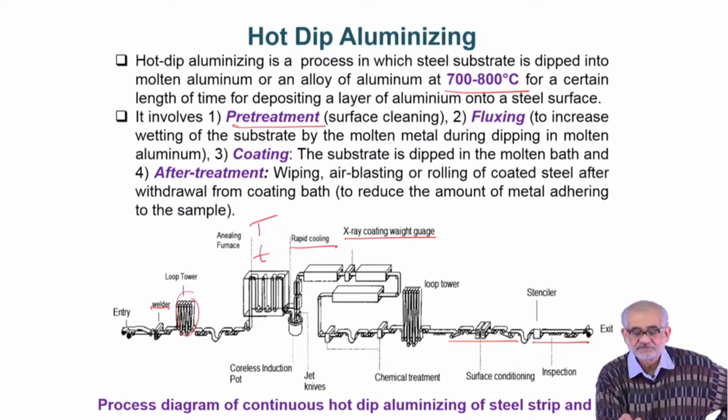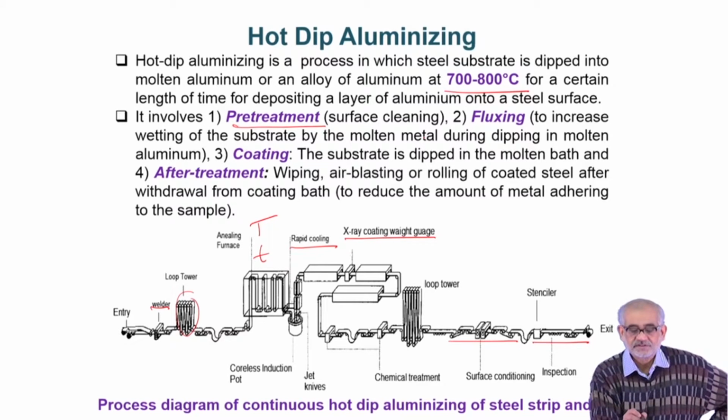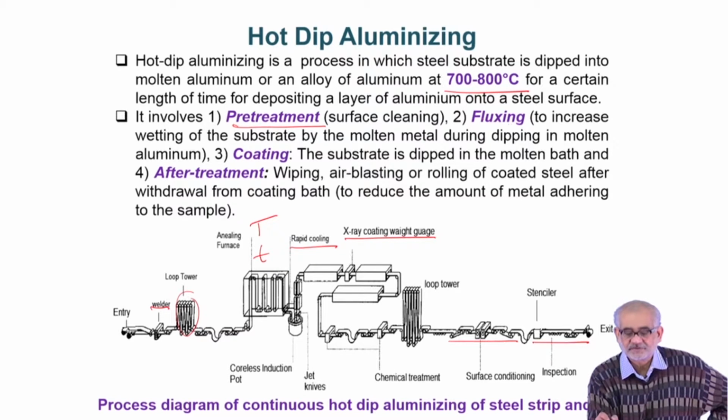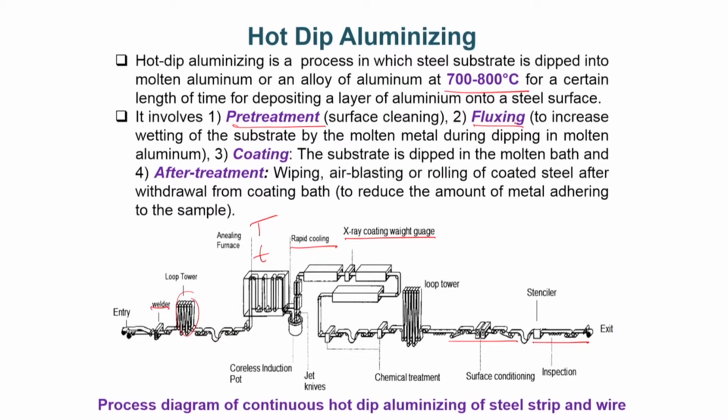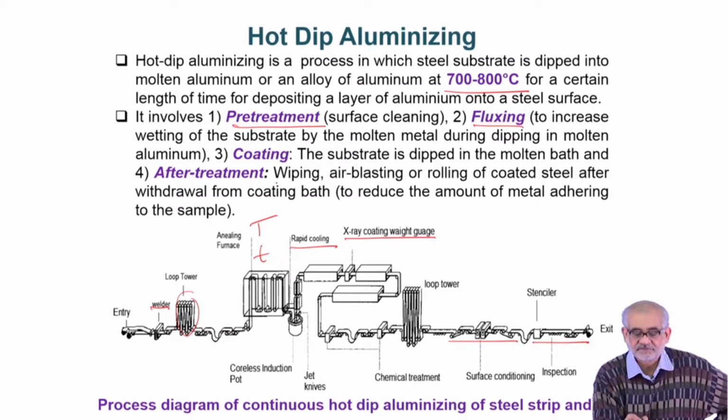So we need certain pre-treatment which involves surface cleaning, both acid and alkali bath cleaning, so the surface is fresh metal and not carrying a thin oxide layer due to atmospheric oxidation. Then we do fluxing to increase the wettability of the surface, so that it is fresh and comes in direct contact with aluminum, and aluminum can immediately wet the surface and form an aluminum coating and not any mixed oxide or varied composition coating.